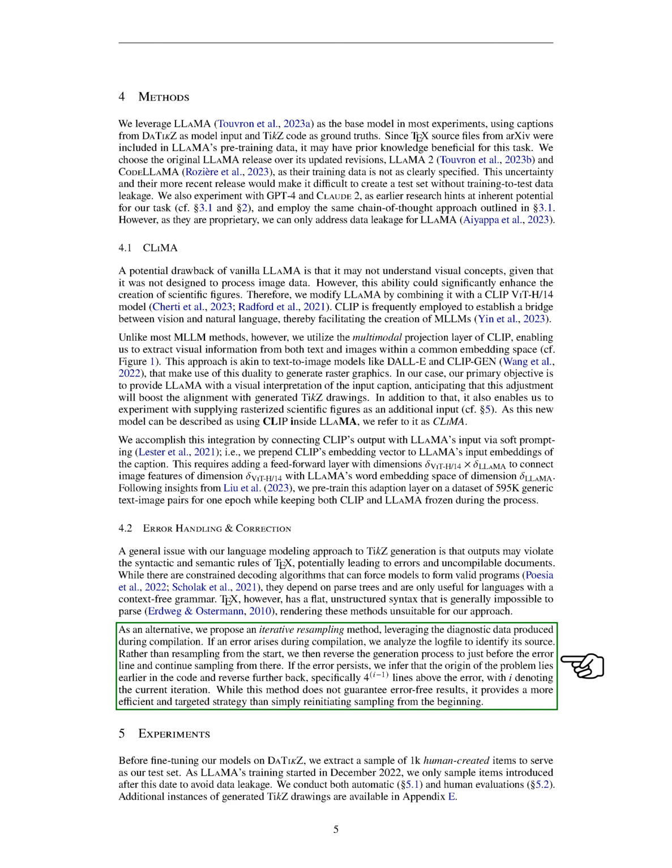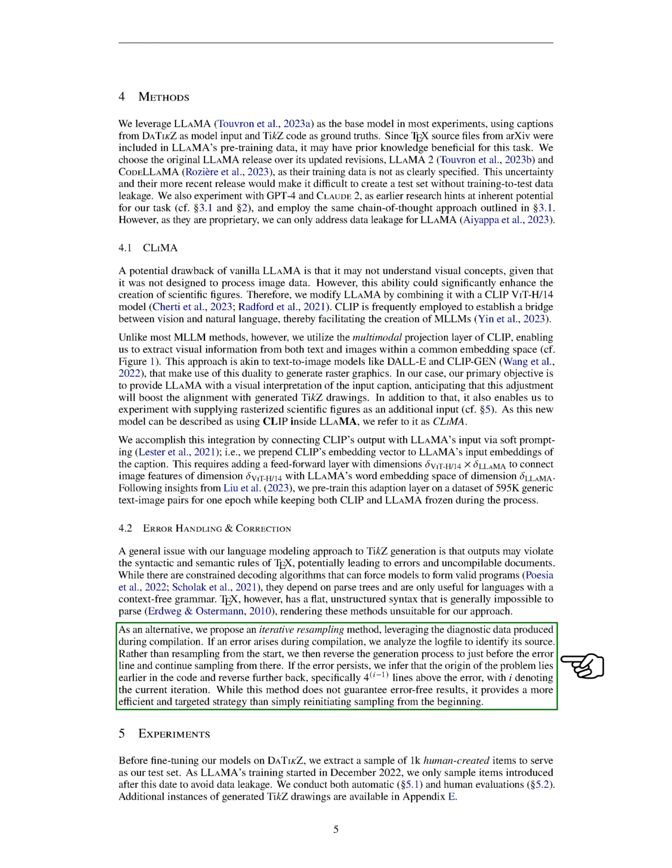Before fine-tuning our models, we extract a sample of 1K human-created items to serve as our test set. We conduct both automatic and human evaluations. Additional instances of generated drawings are available in the examples section. In terms of model size, we fine-tune two versions of our model, one with 7 billion parameters and another with 13 billion parameters. During inference, we also evaluate a version of our model that receives compiled human-created drawings as input instead of captions.